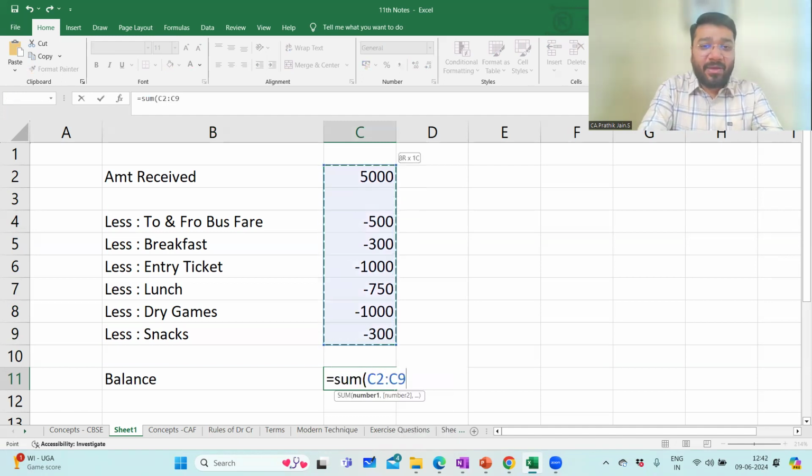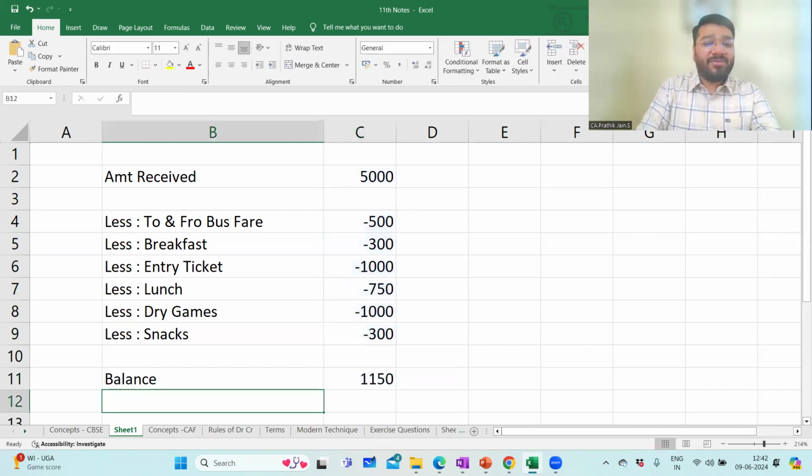1,150. 1,150 is the balance. Your father should be the happiest person on the planet because he thought my son, daughter will spend the full 5,000, but lucky fellow, 1,150 saving has been done.